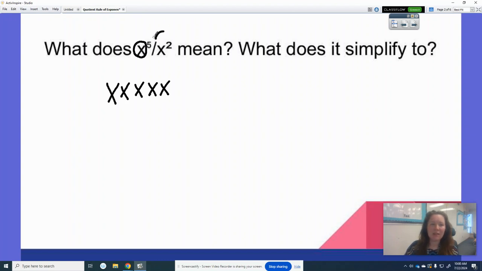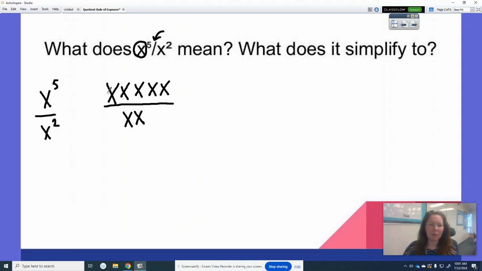Now this dash or slash line right here means division. It also means a fraction, so it can also be written like this. And we know that x squared, or x to the power of 2, just means x times x. Now it asks, what does it simplify to? Well, remember this could mean a fraction, but it also means division. So we're doing x divided by x. Anything divided by itself equals 1.